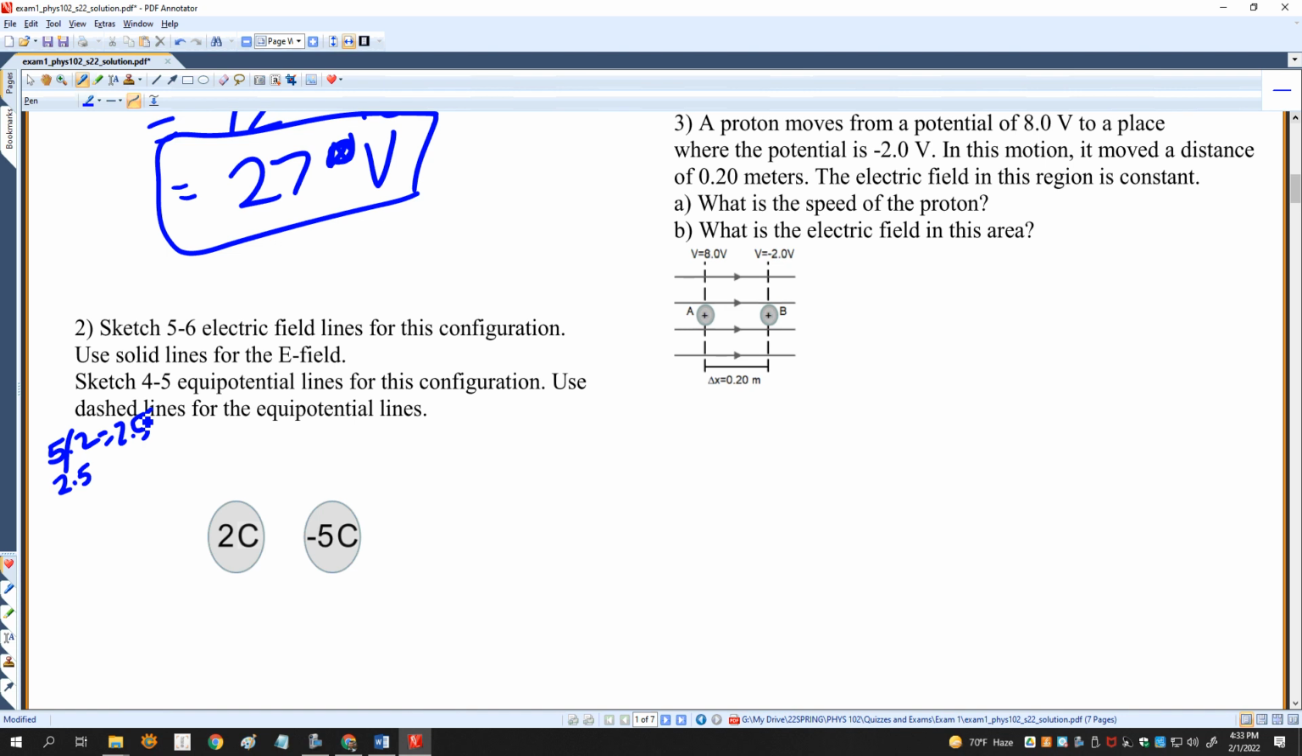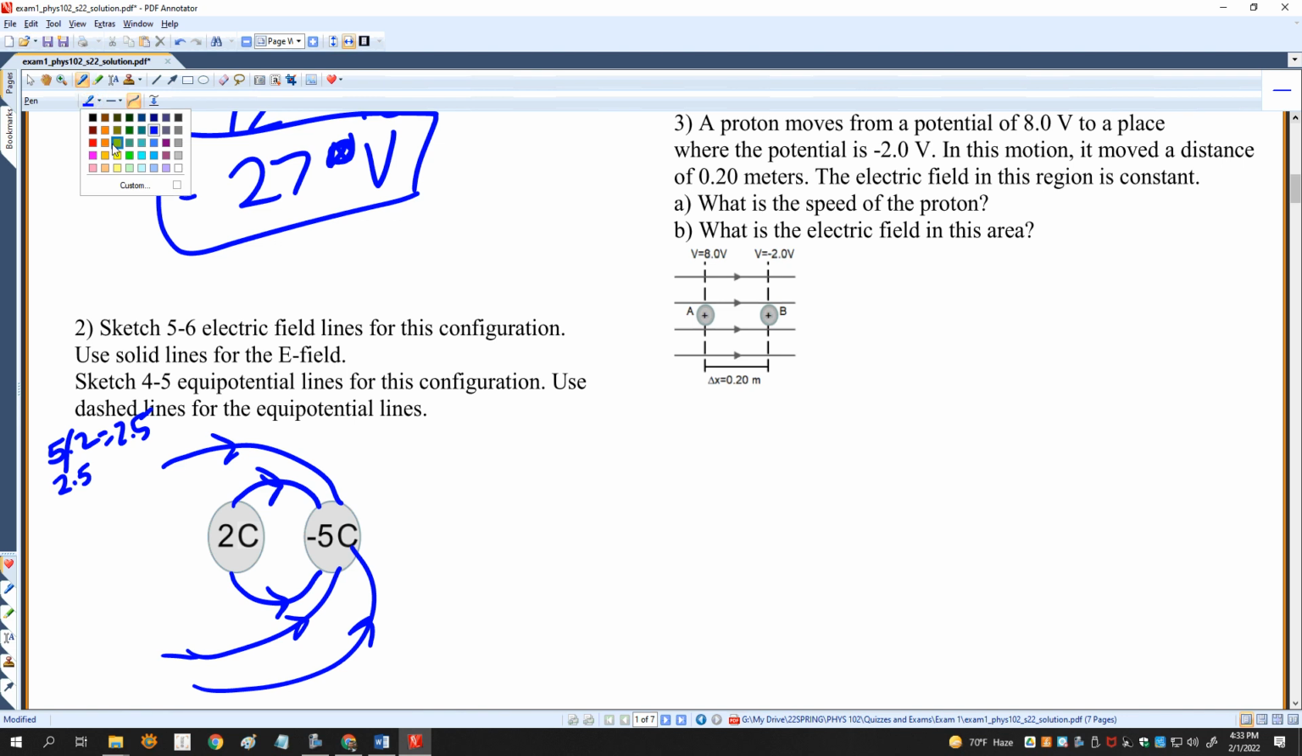But the really easy way to do this is just to say, well, I need 2 field lines coming out of the 2 coulomb charge. They're going to originate at that positive charge and terminate at that 5 coulomb, that negative charge. But then, because that 5 coulomb charge is bigger, I need 3 additional lines coming like that that will go out to infinity. So there's my electric field lines, or something similar to that.